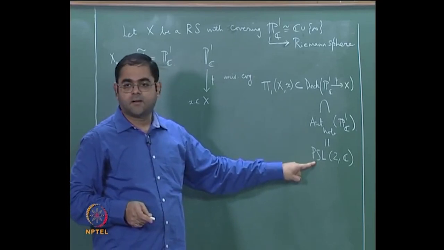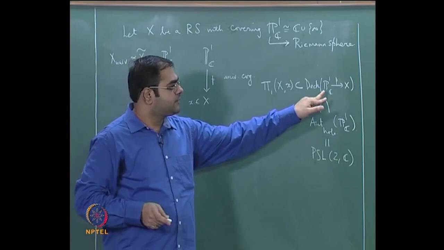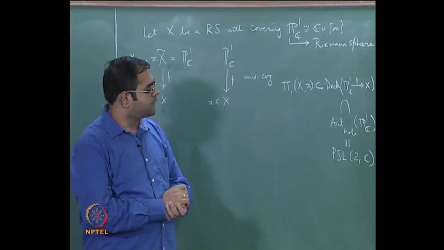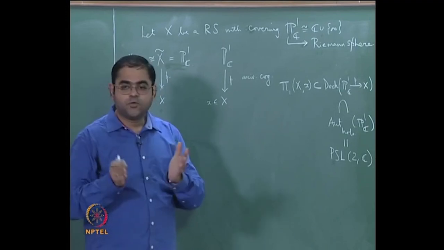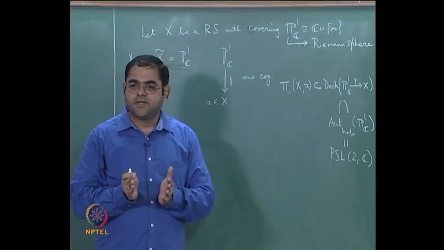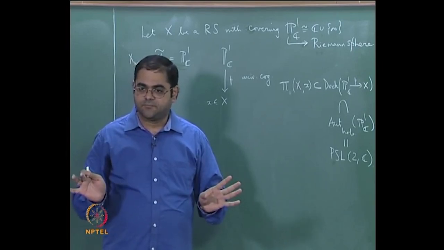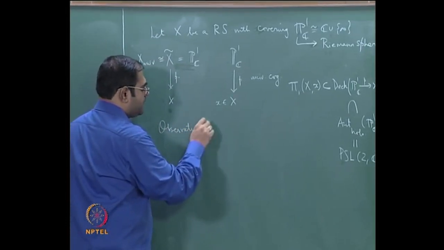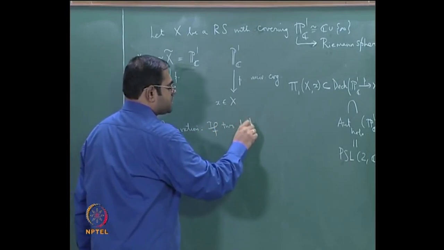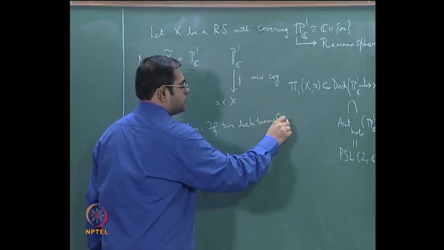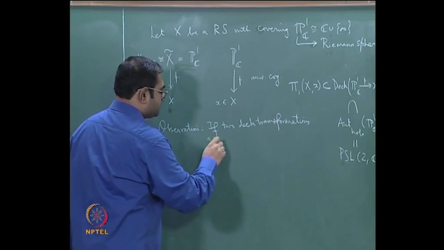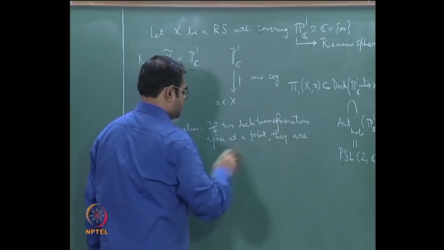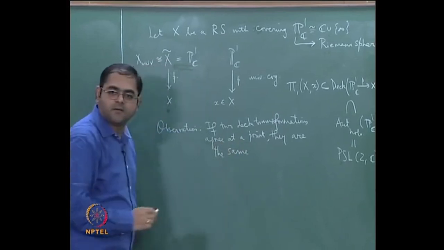Now I want you to understand the following thing. The first statement I want to make is about a deck transformation: if two deck transformations agree at one point, then they are the same everywhere. So let me make that observation. If two deck transformations agree at a point, they are the same. Why is this true?